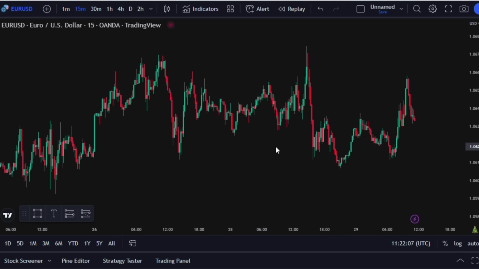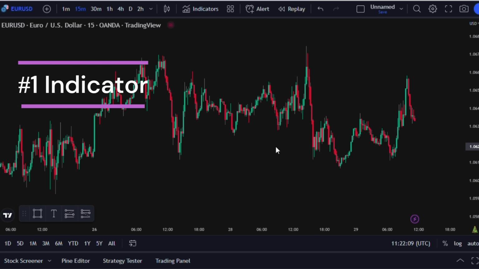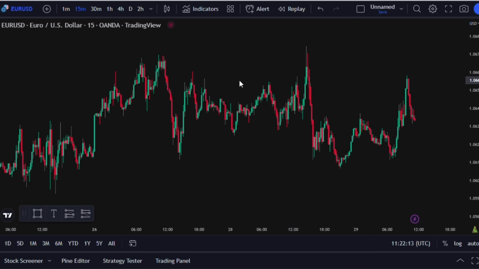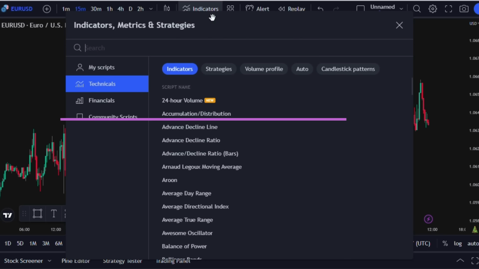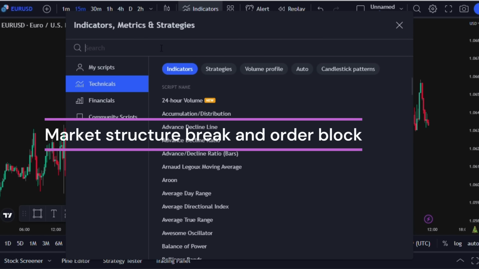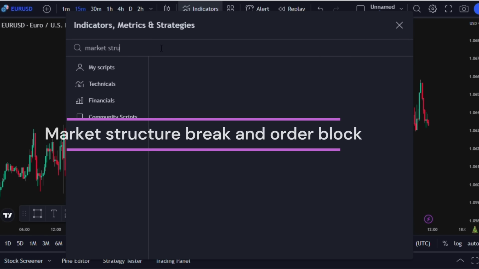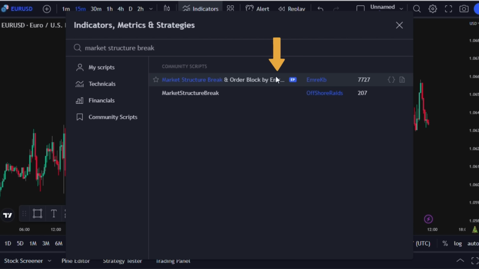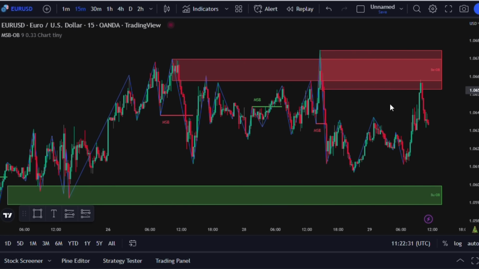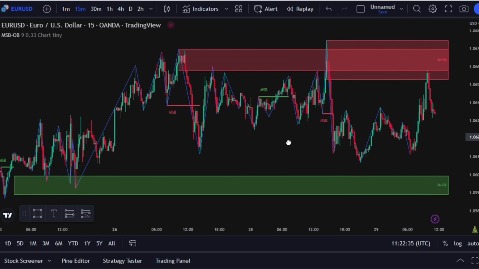Welcome back traders. Let's start by looking for our first indicator on this TradingView platform, EURUSD pair. So to do that, select the Indicator tab at the top left of your screen and type Market Structure Break and Order. As you can see, the indicator is displayed on the first line, so let's click on it. Now as you can see, we have added the indicator to our chart.